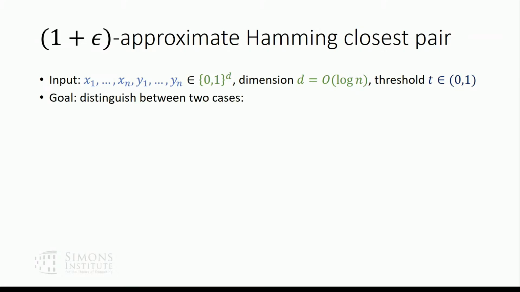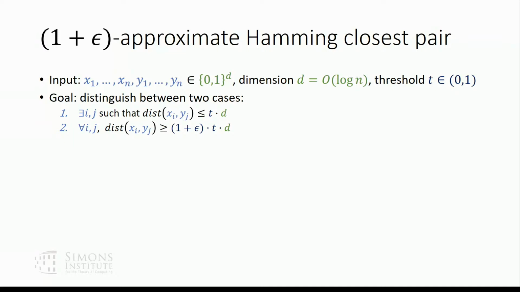And the goal is to distinguish between 2 cases. In case 1, there exists a close pair. There exists an i and j such that the ith x vector and the jth y vector have Hamming distance at most t times the dimension. And case 2 is that they're all 1 plus epsilon far from this. For all the pairs of an x vector and a y vector, their distance is at least 1 plus epsilon times t times d. Just think of epsilon and t as both small constants here.